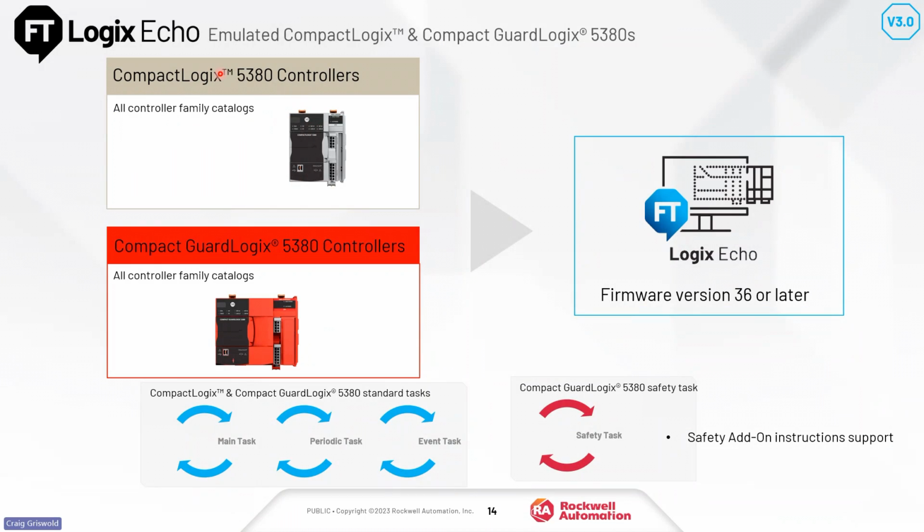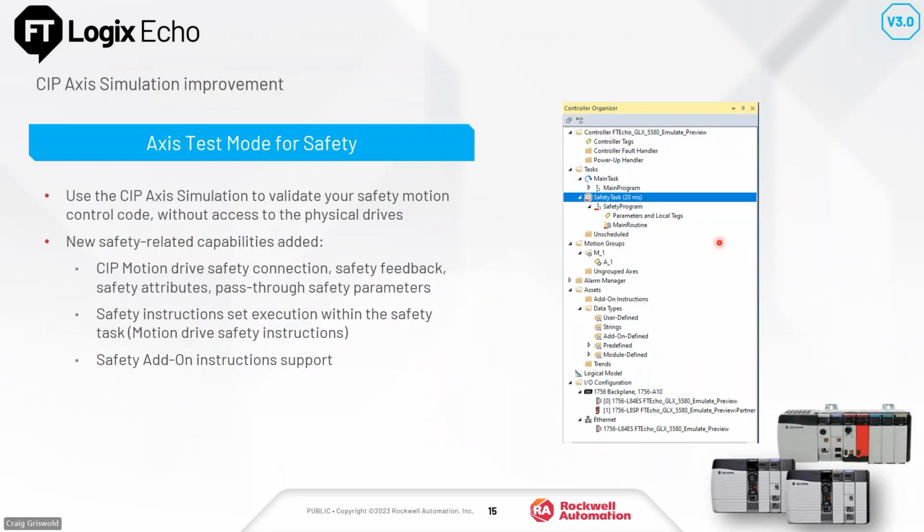The thing to take away from this slide: I talked about supporting the controllers, the different tasks, and the safety task as well. For CompactLogix controllers, you will need to use version 36 or later of software and firmware. ControlLogix started support at version 33, so 33, 34, 35, and now with version 36, we can support all the Logix controllers. So a little more on the access test mode for safety.